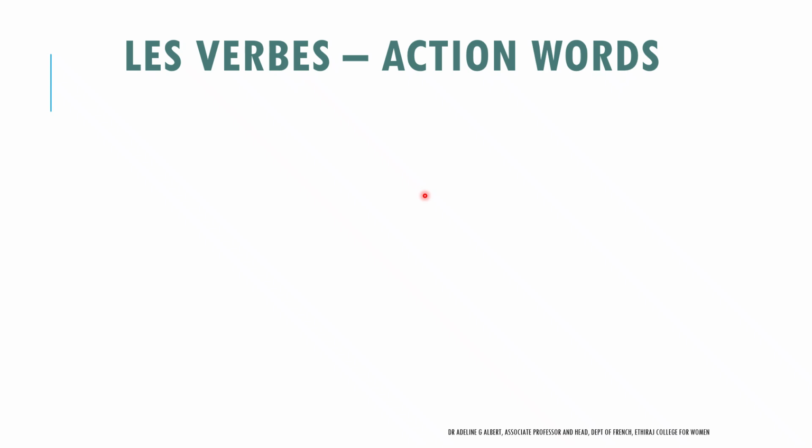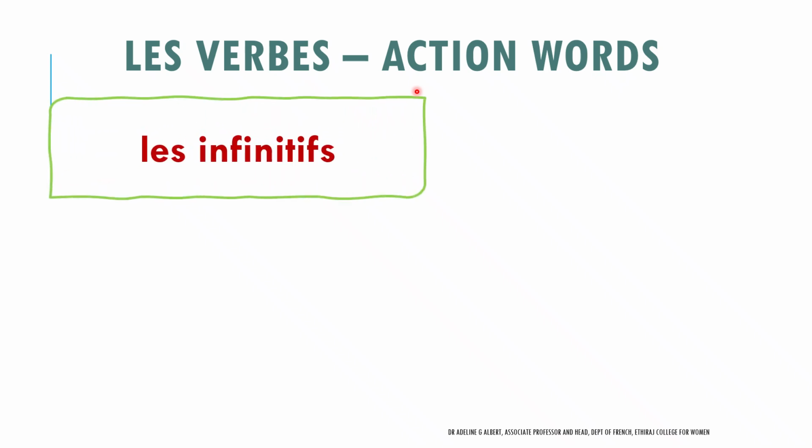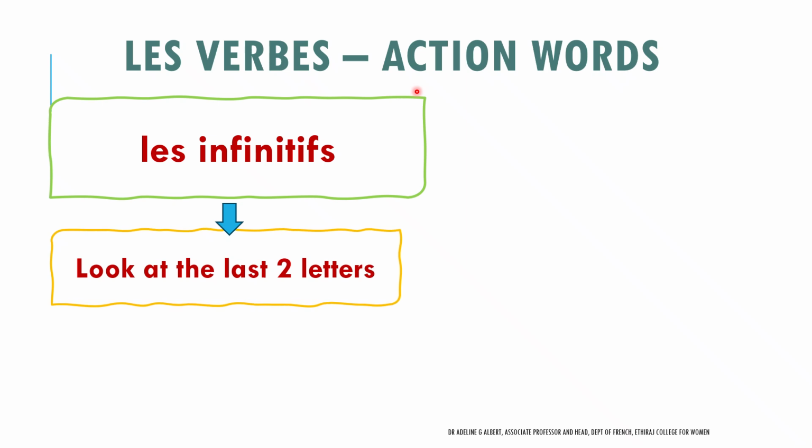So, brief revision. Verbs are action words. They describe actions, and there are two concepts you should remember. The first one is the infinitive. How do I recognize an infinitive? In English, you have "to" in front of the verb. In French, you have to look at the ending, the last two letters. We've done ER in the previous presentation. Now we're going to look at the IR and the RE verbs.